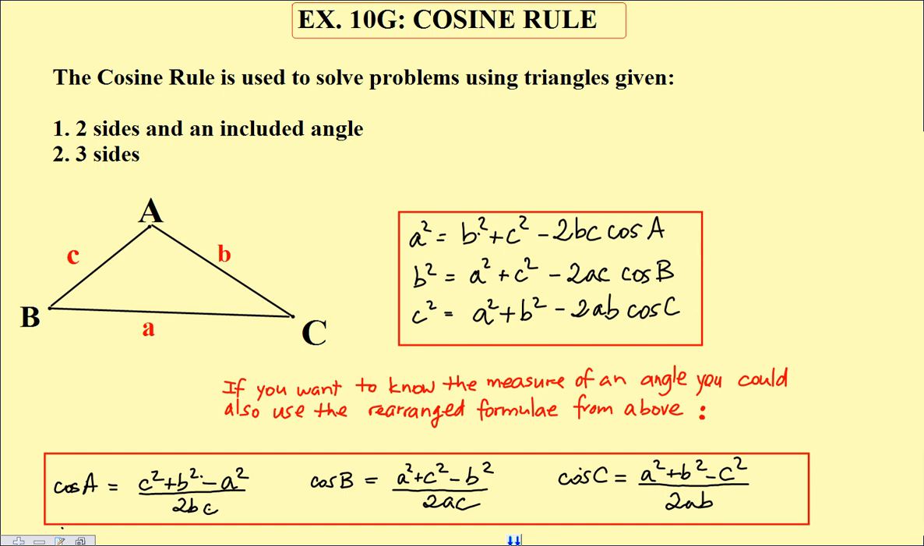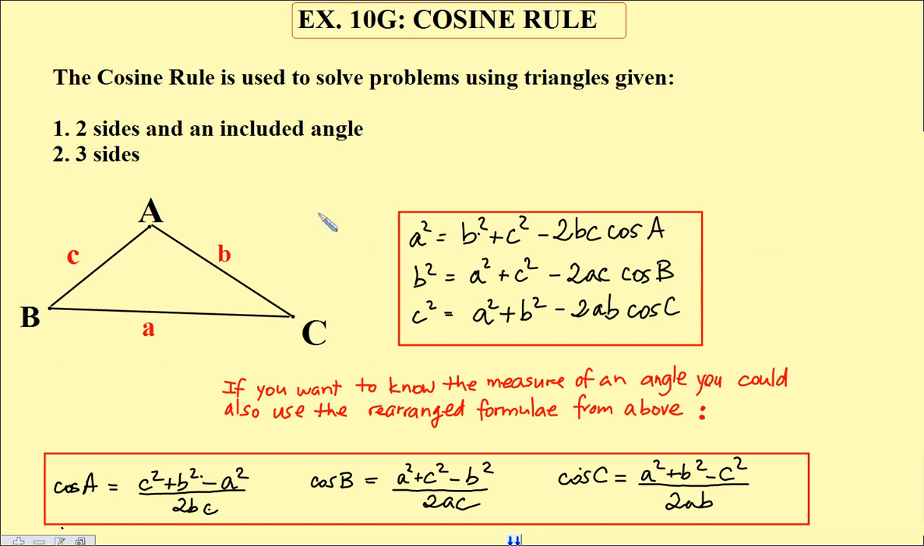Hi everyone, we're starting our next section from the MYP 5 text, which is exercise 10G. Today, rather than looking at the sine rule, we're going to be taking a look at the cosine rule. The cosine rule is used to solve problems with triangles where you're either given two sides and an included angle, or three sides.